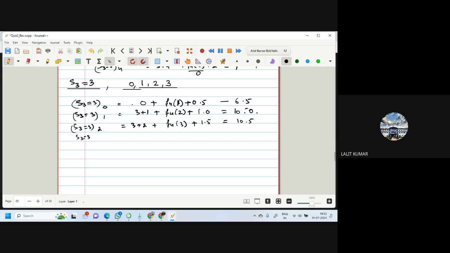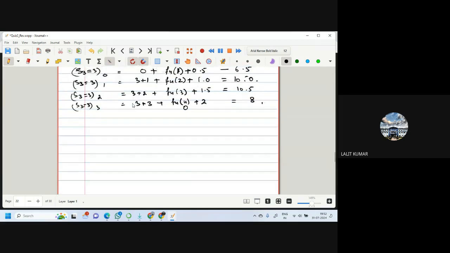S3 is equal to 3. I order 3. 3 plus 3. I consume 2. Carry 4 plus 2. This is 0. 6 plus 2, 8. Is this okay? And we now come to the last part.